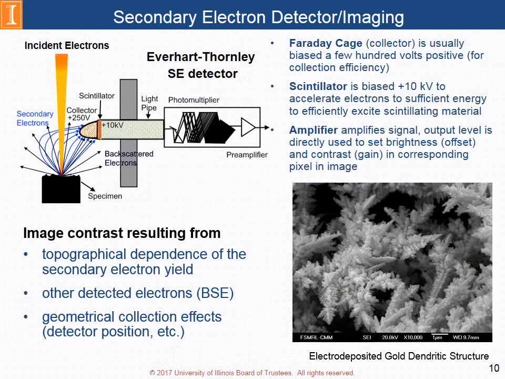This is a typical image by ET detector, electro-deposited gold dendritic structure. We will discuss in the next few slides that the contrast of the image acquired by ET detector is not only from secondary electrons. There are other factors that are contributing to the image contrast, for example, backscattered electrons.